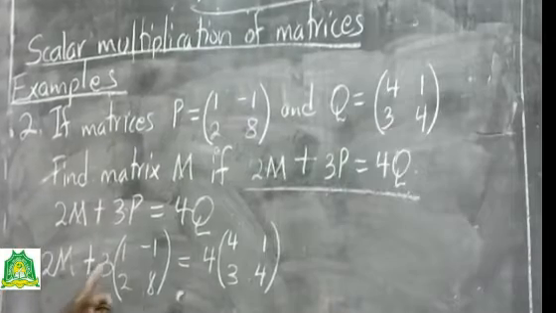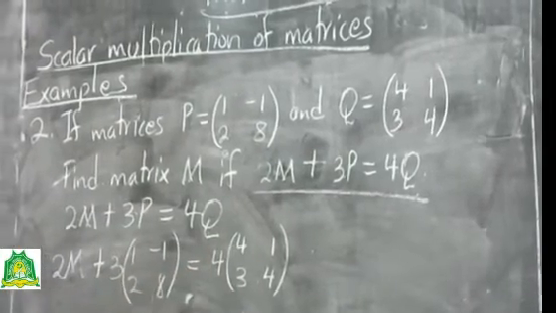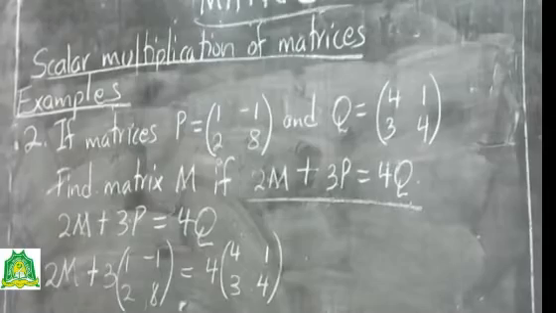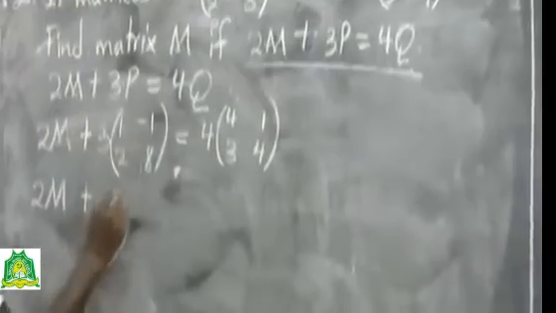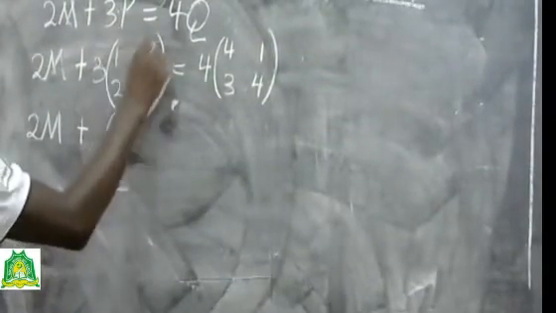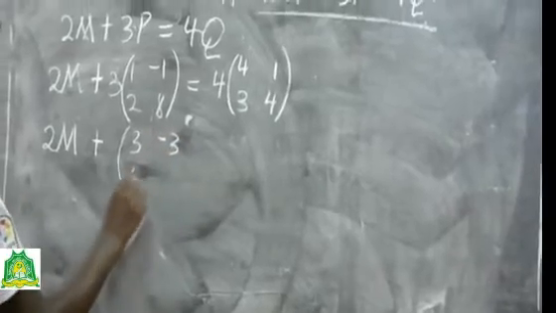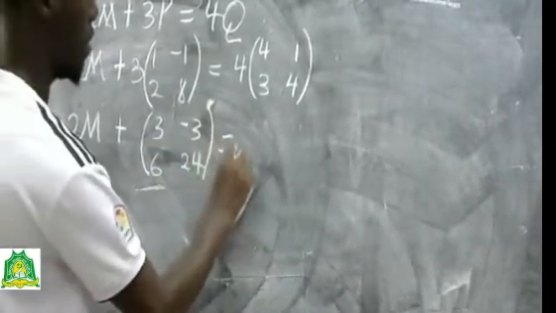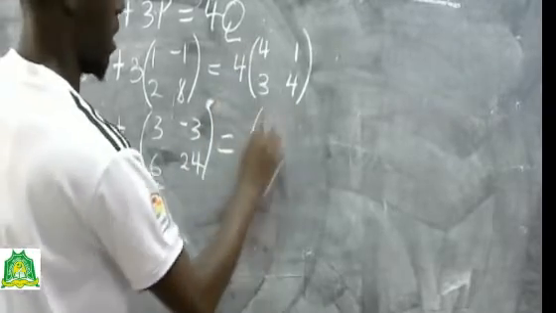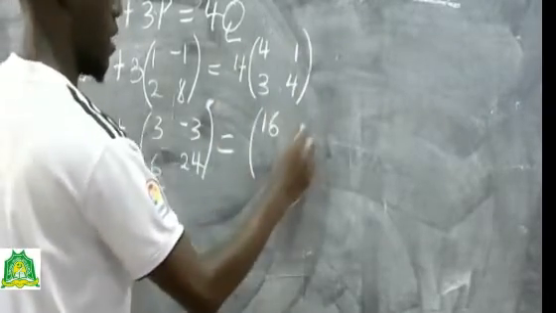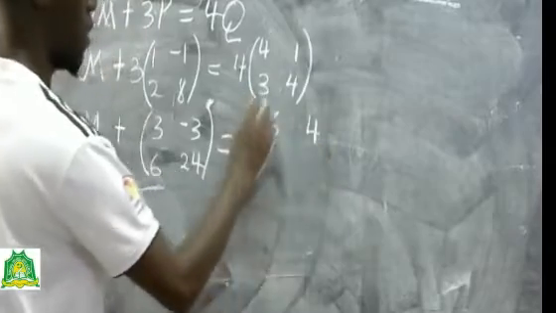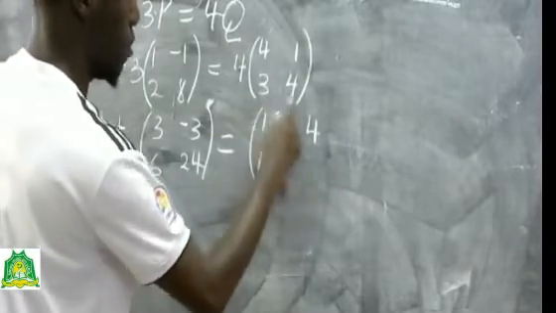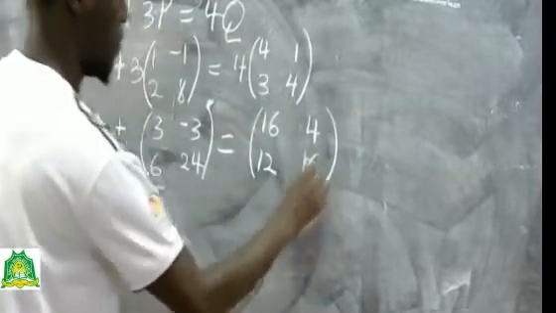Then I'm going to multiply these scalars first of all. So this is my 2M plus 3 times that, it's going to be 3, negative 3, 6, and then 24. Then 4 times Q gives 16, then 4, then 12, then 16.